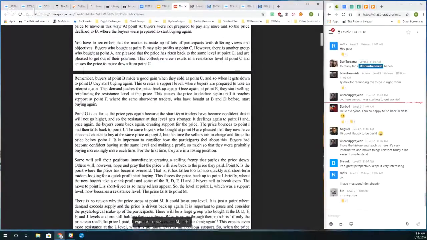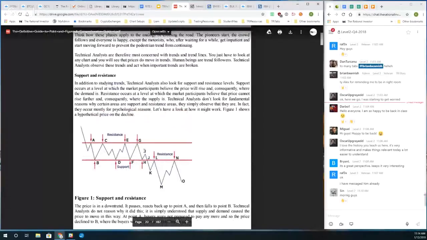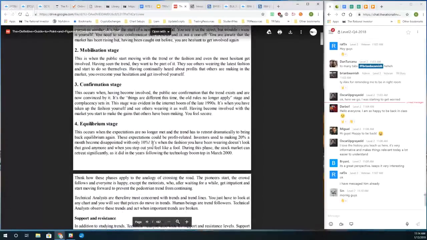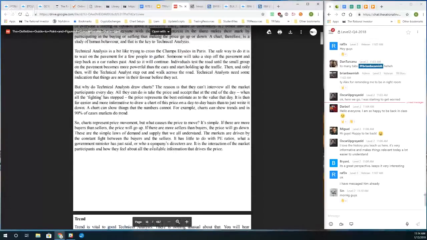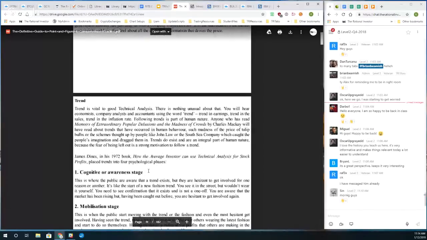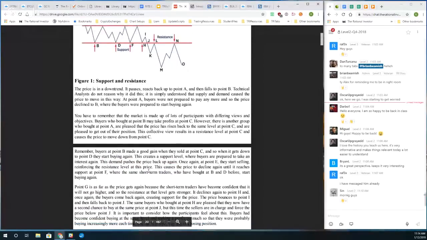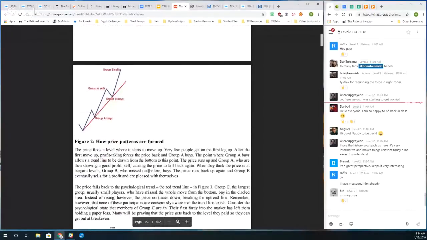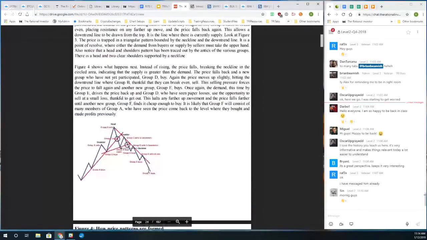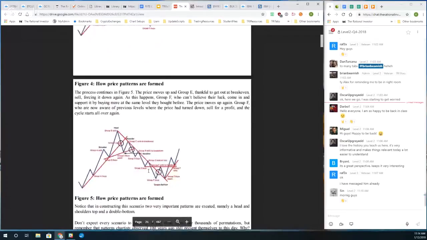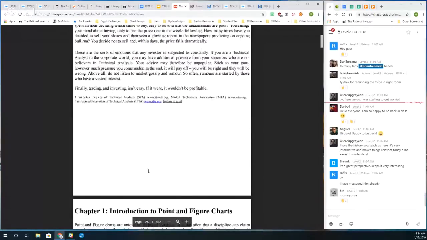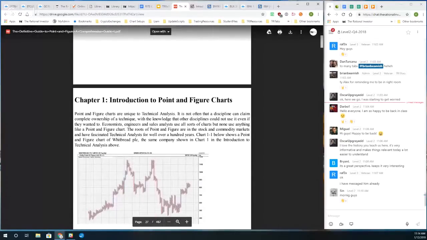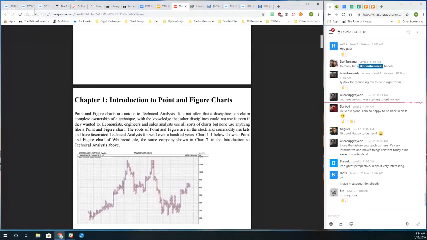All right, so a lot of this, what you're going to see is just purely review, right? The first maybe 10, 15 pages of this document, or the preface and about the author and all that kind of stuff. What I'd really like for you to concentrate on through this is simply Chapter 1, Introduction to Point and Figure Charts.